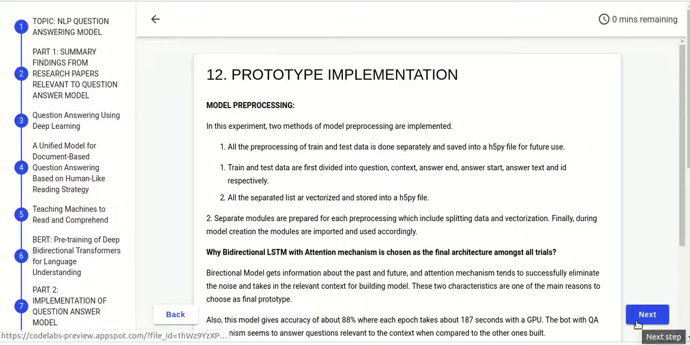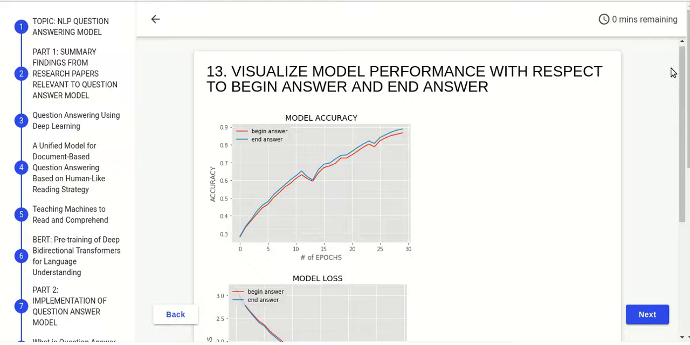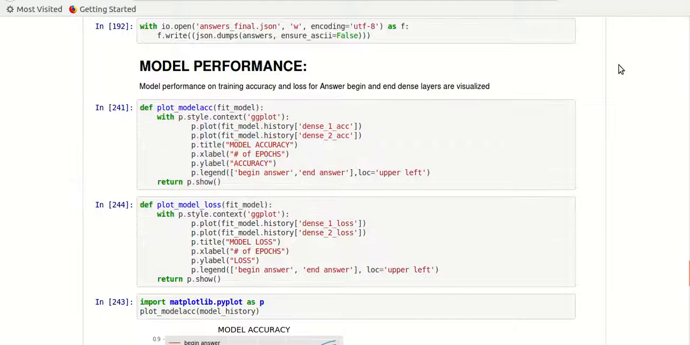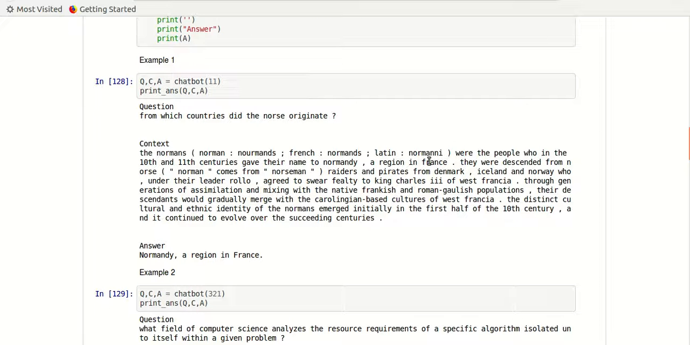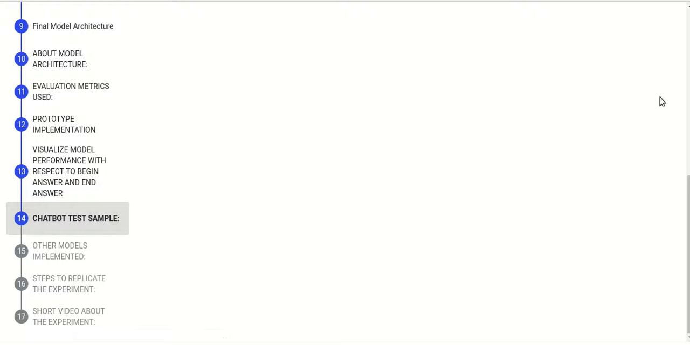The next step would be to discuss the model performance. As you can see, we have plotted the accuracy and loss for both the pointers, I mean the beginning of the answer and the ending, to visualize the accuracy that we get. And the F1 score, as we know, is 0.94 here, which is a pretty good score. Also, if you want to see some sample question answers, you can see them here, like from which country did the Normans originate, and with the context it gives a very good answer, Normandy region, France, which is actually correct.